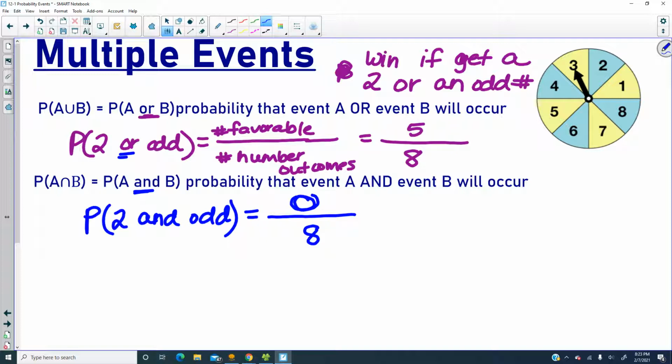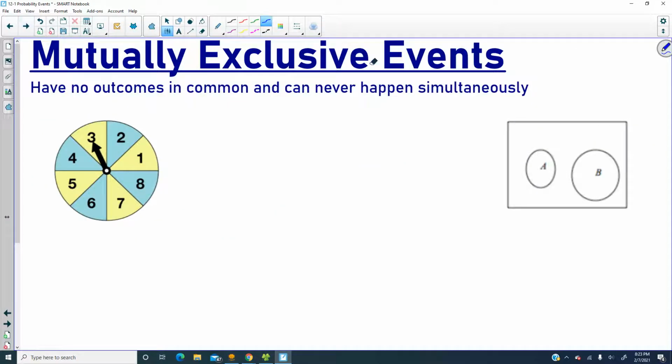And if you're like, well, that doesn't seem very fair, that leads us to something called mutually exclusive events. Mutually exclusive events are events that have no outcomes in common and can never happen simultaneously. Like the spinner right here, events that cannot happen simultaneously would be the one we just talked about, 2 and odd. I can never spin the spinner one time and land on both 2 and odd together. Here's a Venn diagram that would kind of show what was happening.